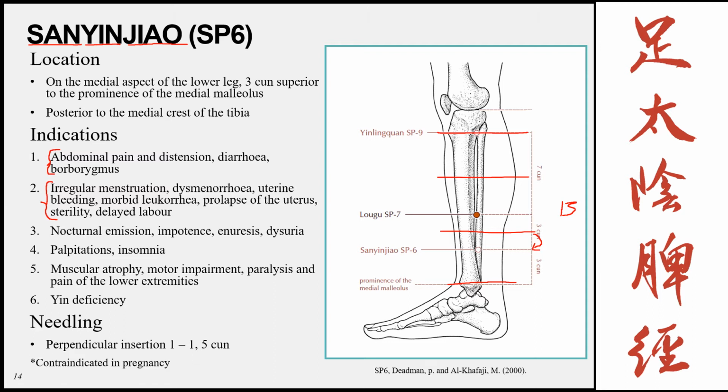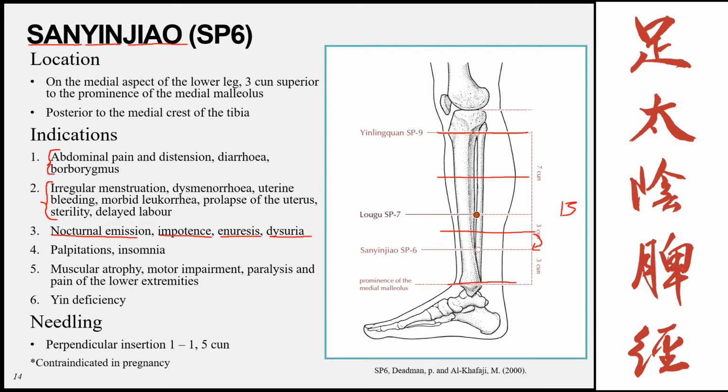And then for the same reasons, because it is the junction point of the spleen, the kidney, and the liver, these 3 organs are important in the dysfunction of both the male reproductive system, so for conditions such as nocturnal emission and impotence, but also for disorders of the bladder. And that is why it can also be used for the indications in point 3, which is enuresis or dysuria, as the main culprits when you see these types of conditions are usually the spleen, kidney, or liver.